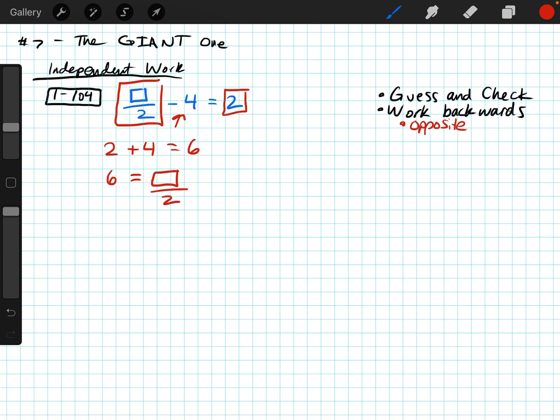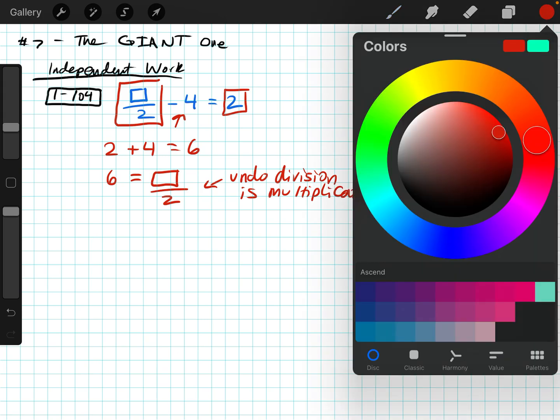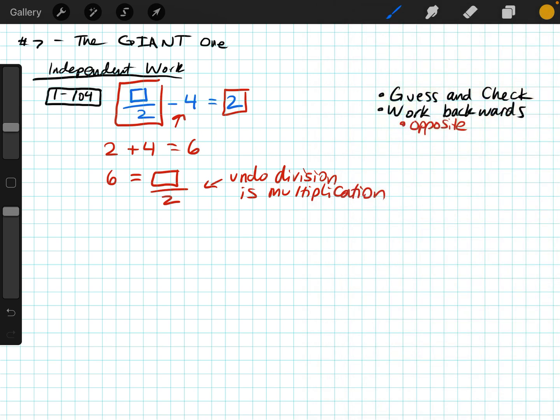How do we undo division? Well, to undo division, the opposite of division is multiplication. So to undo the dividing by 2, if we multiply both sides by 2, so if we multiply this side by 2 and we multiply this side by 2, we would end up with 12 is what that box is equal to. So 12 is equal to the original number.